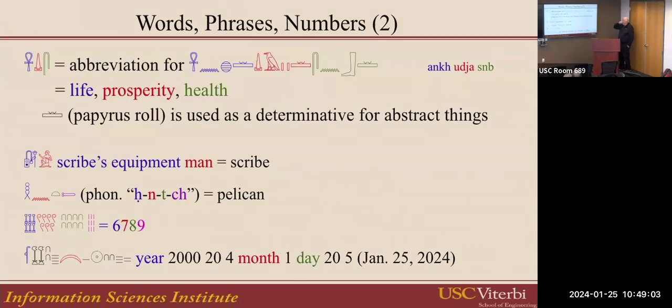So let's just kind of start at the top there. One thing you might see a lot is this combination that means life, prosperity, and health. On the left, you actually see an abbreviation. This one means life, even by itself. But then in the written out form, it confirms the second and third sound. And then here, this is kind of spelled out. And the papyrus scroll basically is another determinative. It means it's an abstract thing, right? It's not something concrete that you can see. And so here we have life. This is something you might wish for, or pray for: life, prosperity, and health.